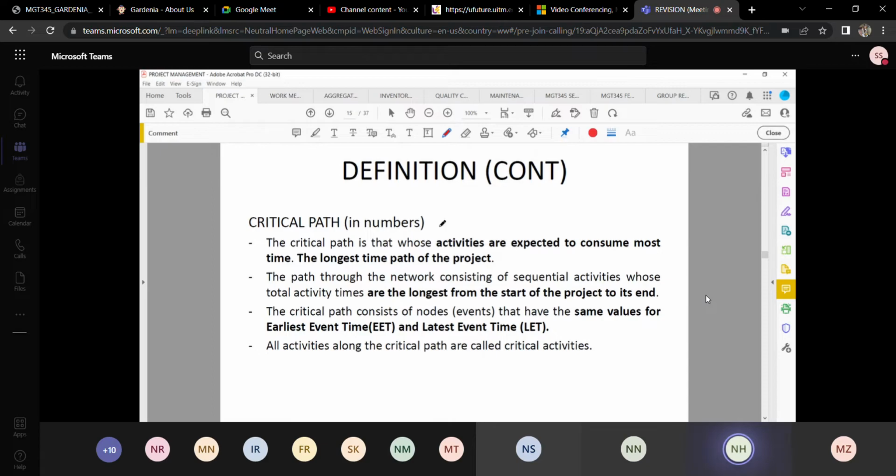The critical path, it is in numbers. Okay, it is the longest path from the start of the project to its end. Okay, the critical path is the activities that consume the most time. It is the longest time path of the project. So how do you want to identify the critical path? Okay, you must look at the nodes, the events that have the same values for the EET and the LET.